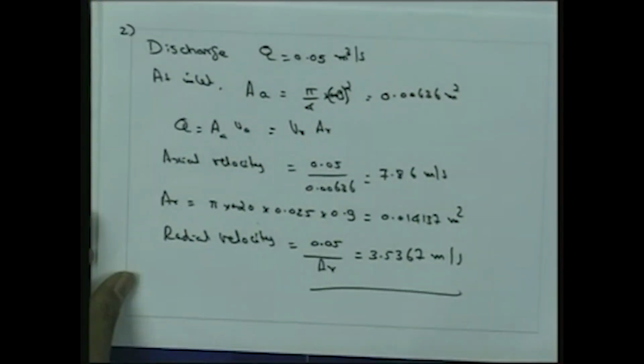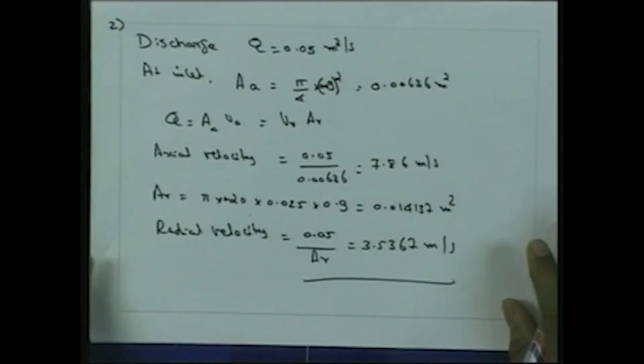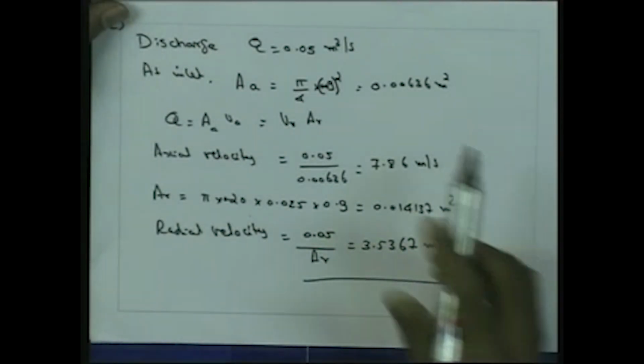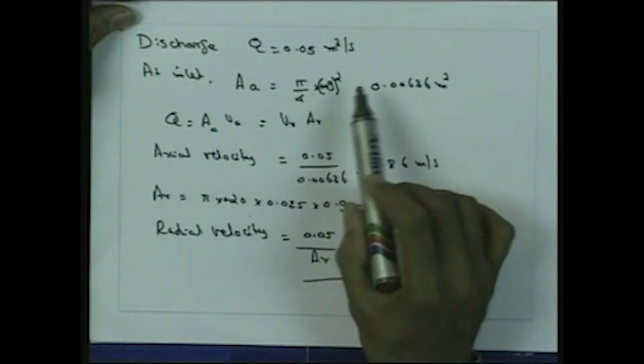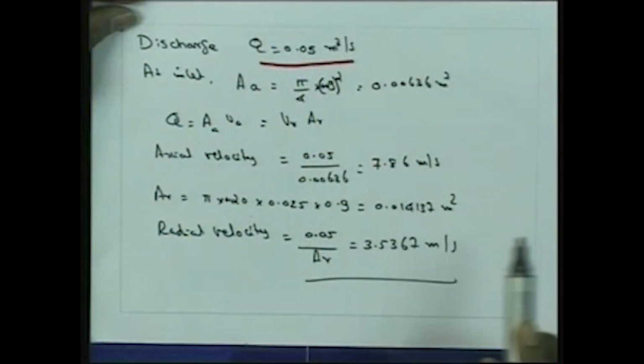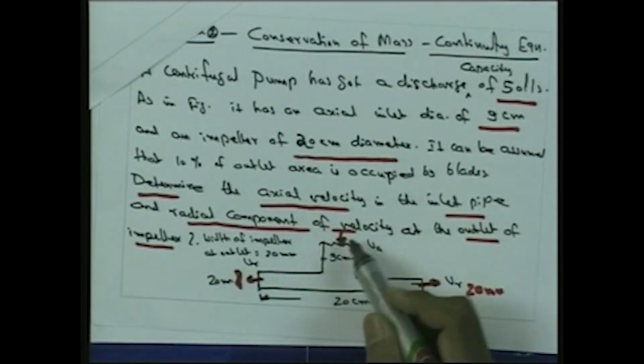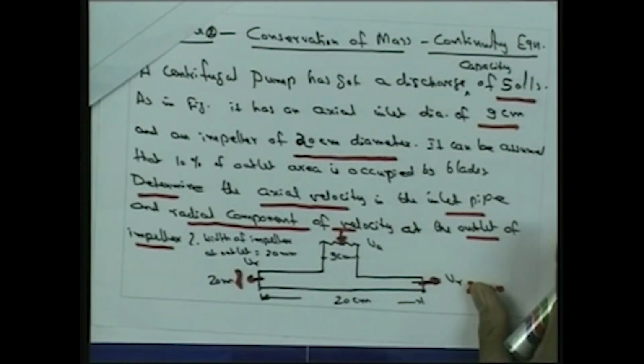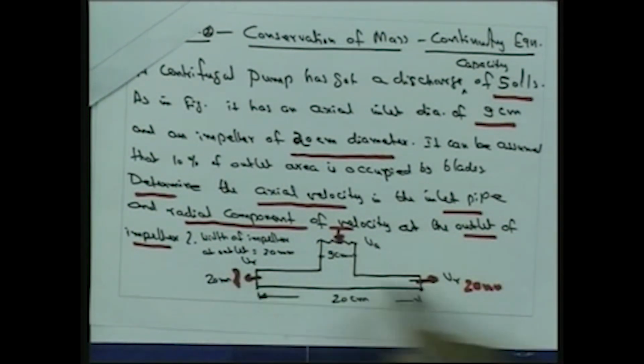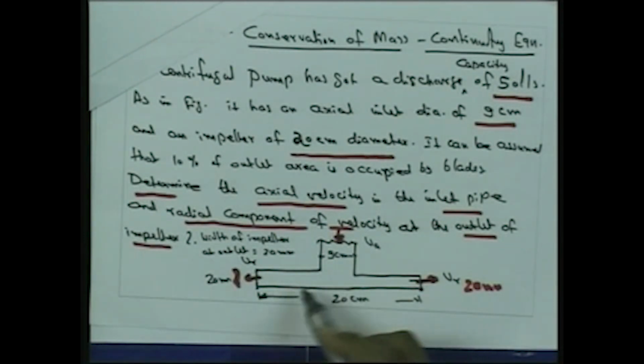Here the discharge for the problem is given as 50 liters per second. So the discharge can be written as Q is equal to 0.05 meter cube per second. Q is equal to 50 liter per second, or 0.05 meter cube per second. At the inlet, here, we can write the discharge is equal to the area of cross section multiplied by the axial velocity. What is entering should go through the impeller.